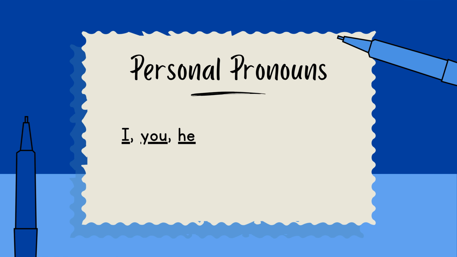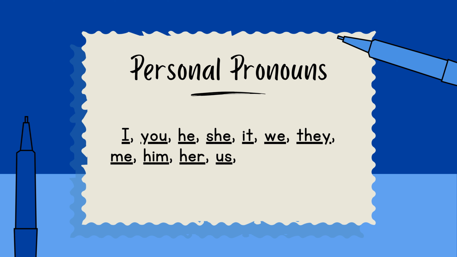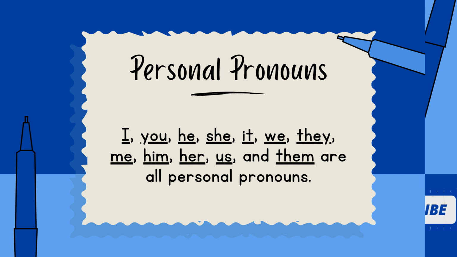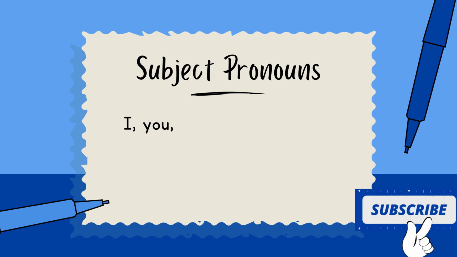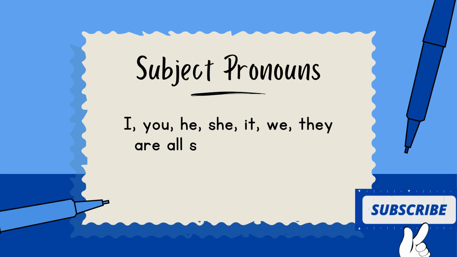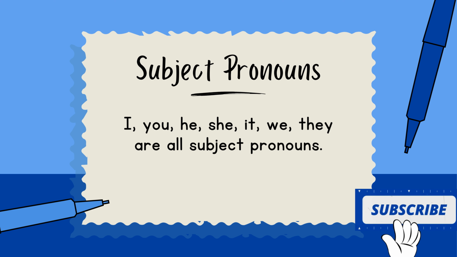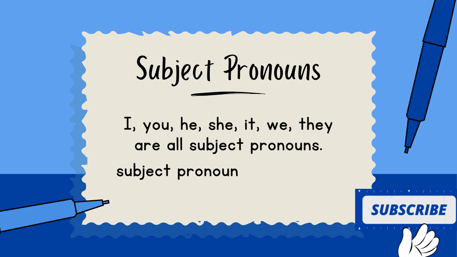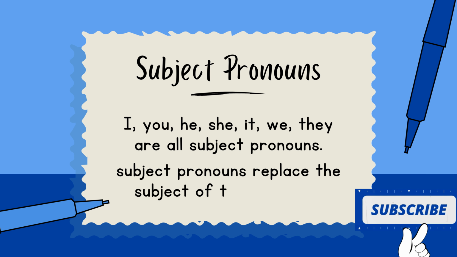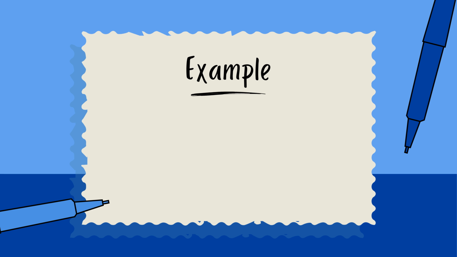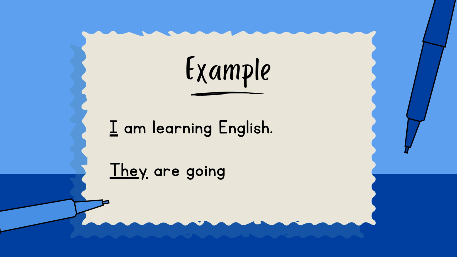I, you, he, she, it, we, they, me, him, her, us, and them are all personal pronouns. I, you, he, she, it, we, they are all subject pronouns. Subject pronouns replace the subject of the sentence. Here are two examples. I am learning English. They are going to the store.